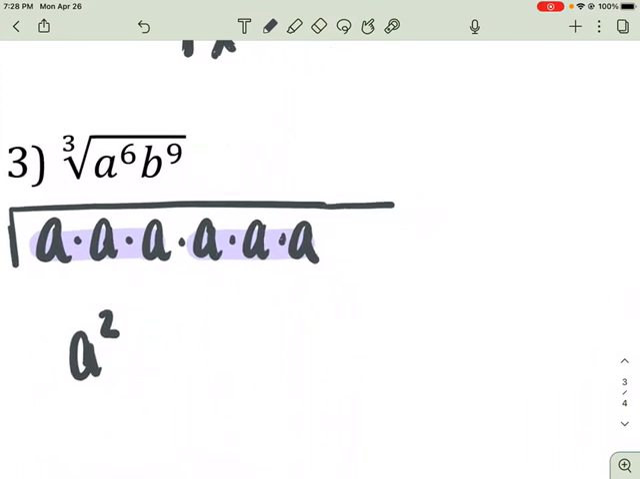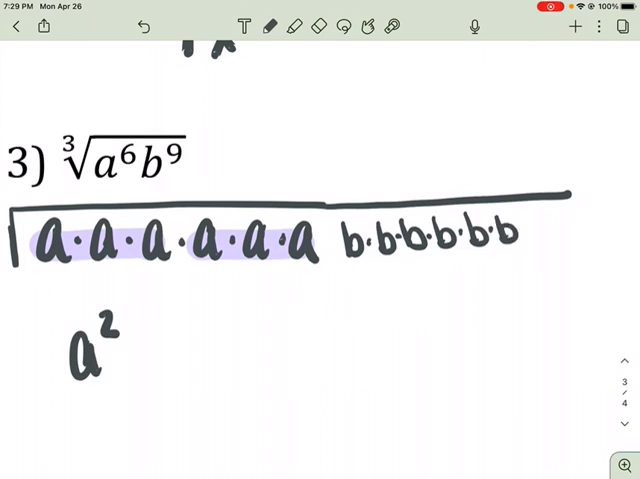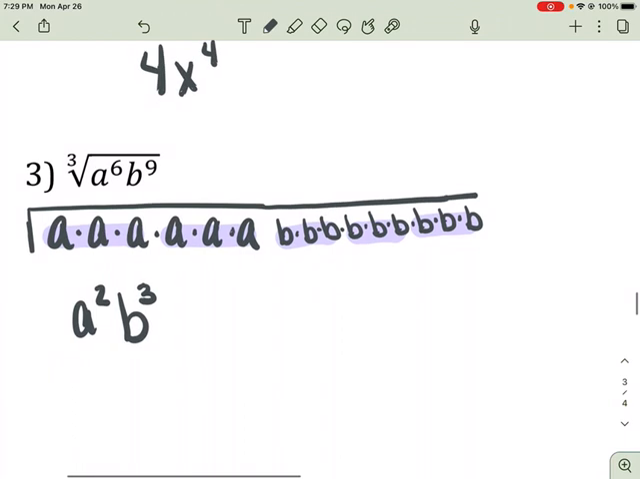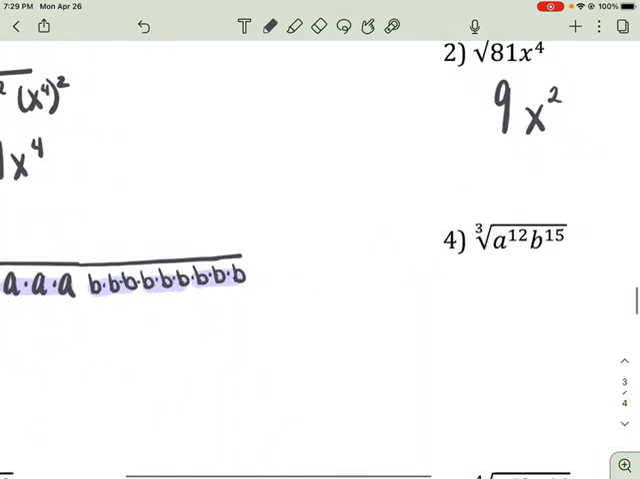And then we have our b's. There are 9 b's. Remember, cube root, I want a group of 3 because that multiplies by itself 3 times. So I have 1, 2, 3 groups of 3, so b to the 3rd. That's your answer. Okay, let's try another one.